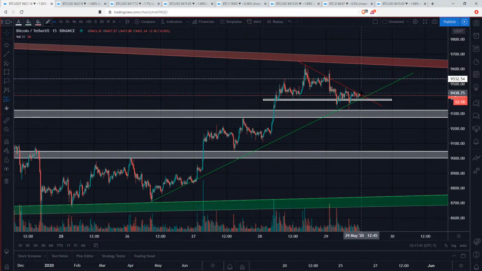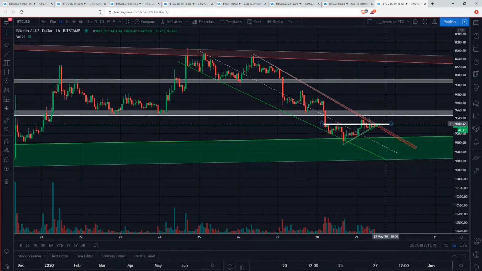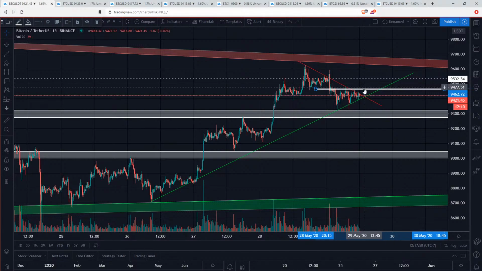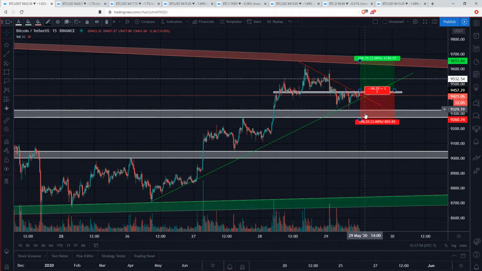Let's discuss that yet again. If we do break to the upside here, that could be a potential. If it does break to the downside there, which would mean it has to break towards the upside, so if we are looking for a long, that would basically be it right here.